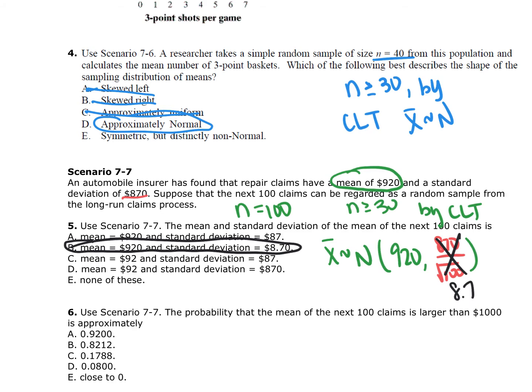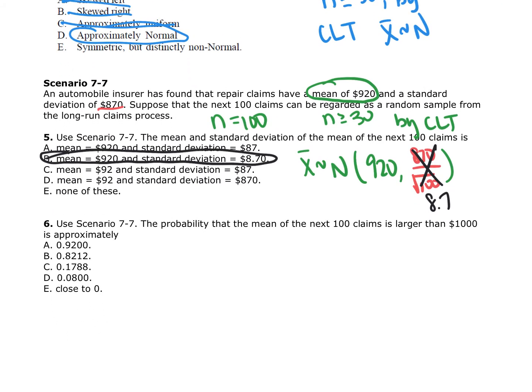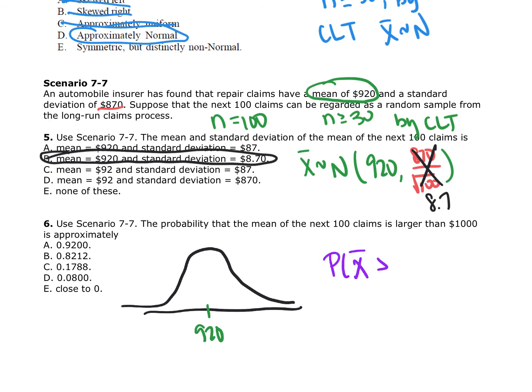Now, the next question plays off of that and says, using that same scenario, find the probability that the mean of the next 100 claims is larger than $1,000, approximately. So again, what we're going to do, we're going to draw a normal curve because we know it's approximately normal from the central limit theorem. The mean of the distribution is at 920. So the probability that your x bar, your sample mean, is greater than $1,000. 1,000 sits over here. We want to be larger than that, so we're going to shade to the right.